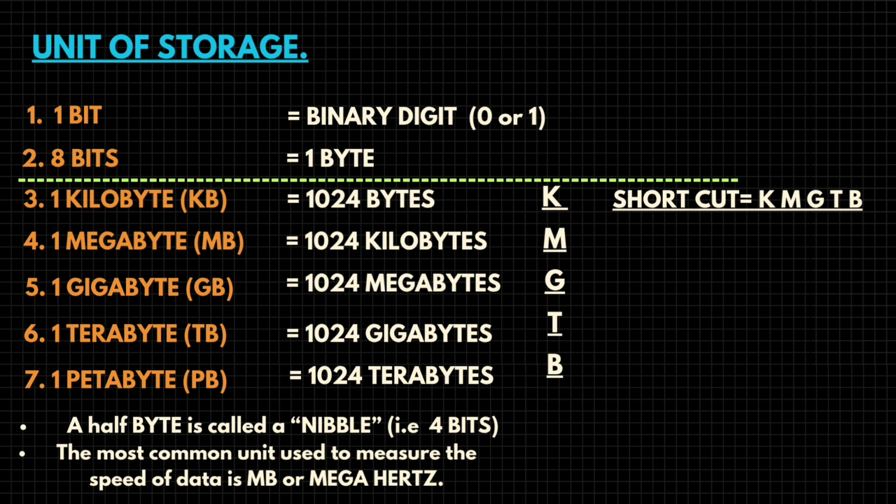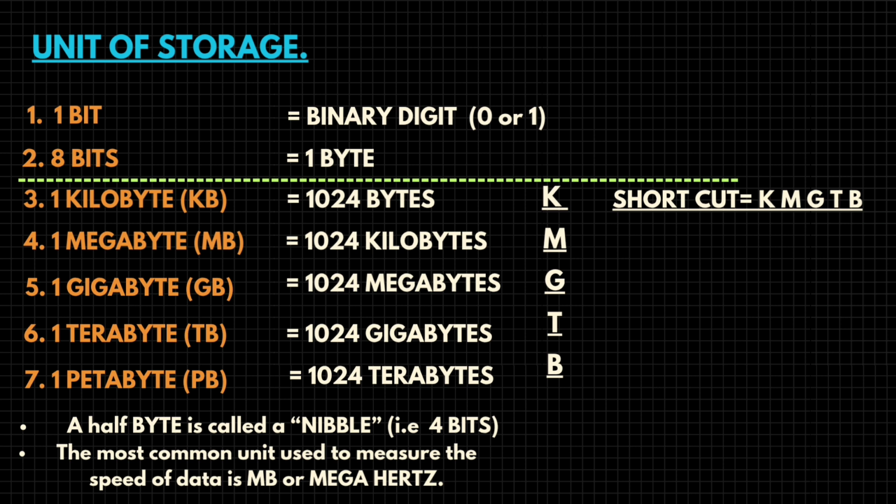The shortcut to memorize this one is simple. The first and second ones I have already underlined: 1 bit equals a binary digit, 8 bits equals 1 byte. This one you have to memorize, and it's very easy to memorize. From number 3 to 7, just remember KMGTP. Just rhyme it in your head and keep it in your memory. K stands for kilobyte, M for megabyte, G for gigabyte, T for terabyte, and P for petabyte. Sorry, I wrote B, but it's P.